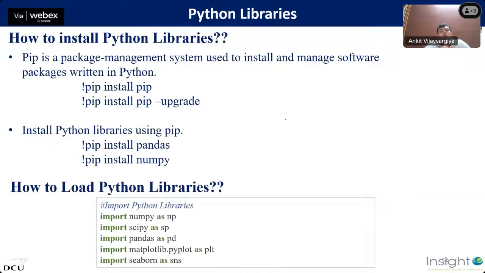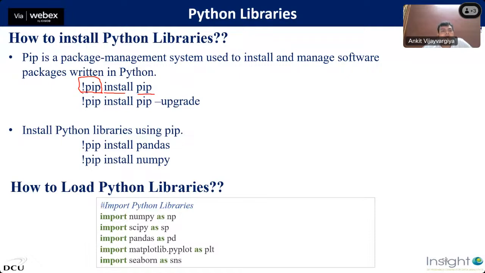So first thing, how to install the libraries. Some of the libraries are already installed, like NumPy and pandas. If you are getting an issue like this library is not installed, then you can use exclamation pip, this command, and then install. If you install Anaconda, then you don't need to install pip and other things. But if you are using basic Python 3, then you have to first install pip and then upgrade and then other things.